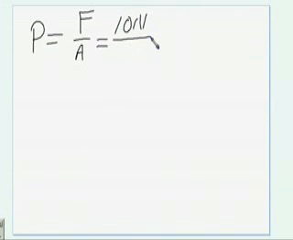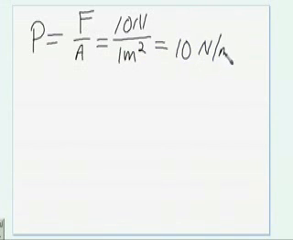Okay, pressure equals force divided by area. Our force here is 10 newtons. Our area here is 1 square meter. So 10 divided by 1 is 10 newtons per square meter, which is 10 pascals. Okay?